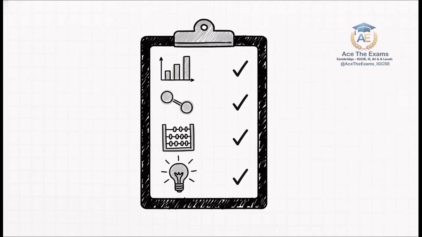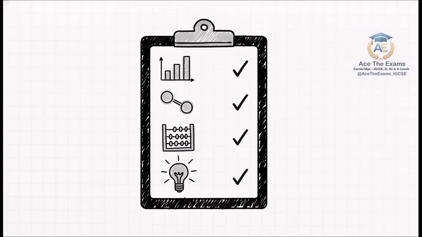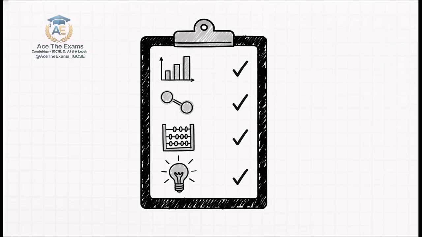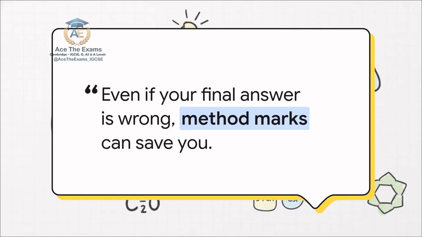So to protect your grade, you need to systematically run through this data interpretation checklist every single time you face a data question. Extract from the tables and graphs, interpret the relationships, calculate those relevant statistics with crystal clear notation, and then draw evidence-based conclusions. If you execute this checklist every time, you secure those crucial method marks, even if your final conclusion ends up having a slight flaw. And here is exactly why that matters so much.